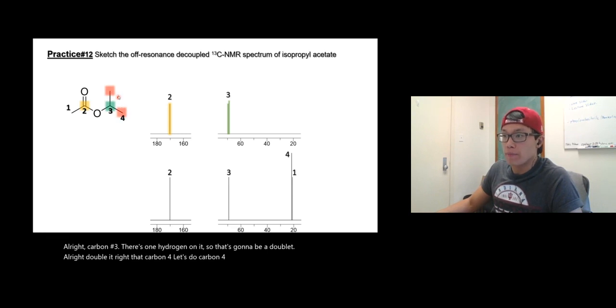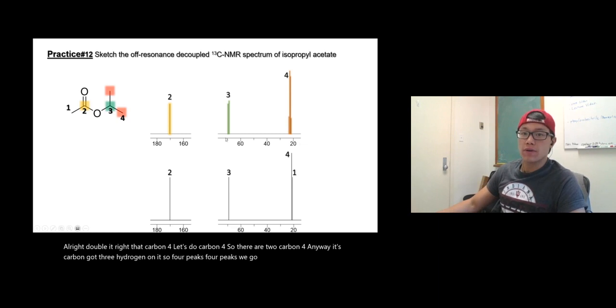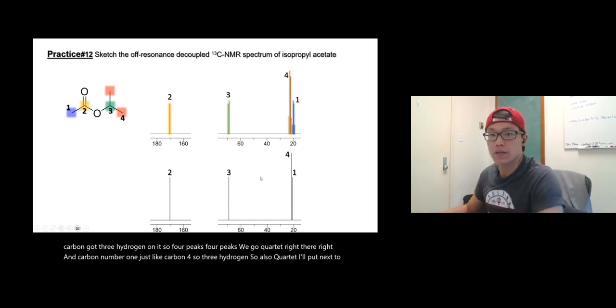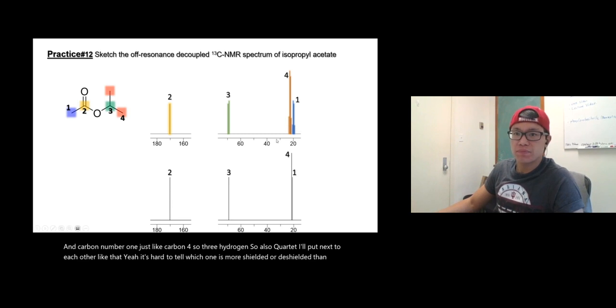Carbon number 4, let's do carbon number 4. There are 2 carbon number 4s like that. Each carbon has 3 hydrogen on it, so 4 peaks. 4 peaks we call a quartet. And carbon number 1, just like carbon number 4, has 3 hydrogen, so also a quartet. I'll put them next to each other like that. It's hard to tell which one is more shielded or deshielded than the other.